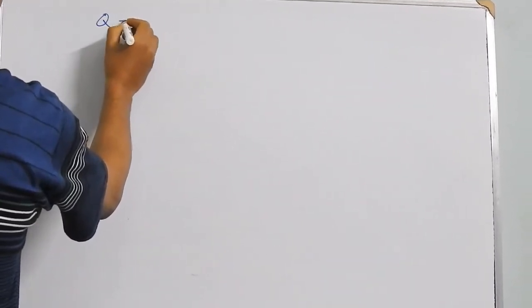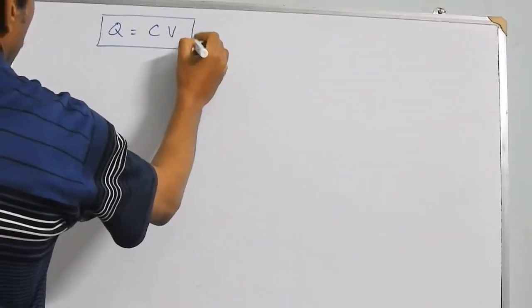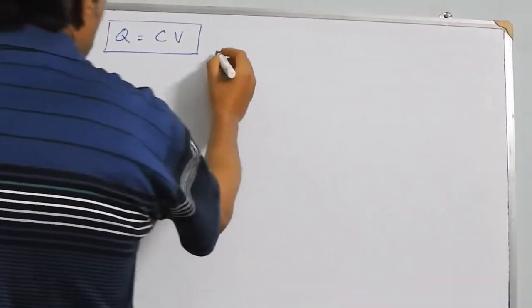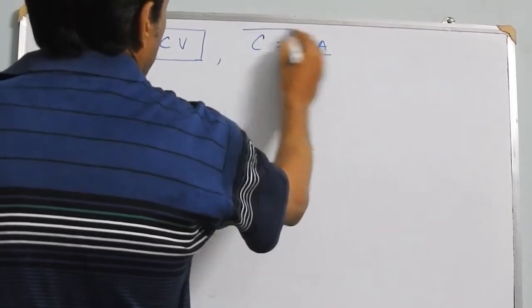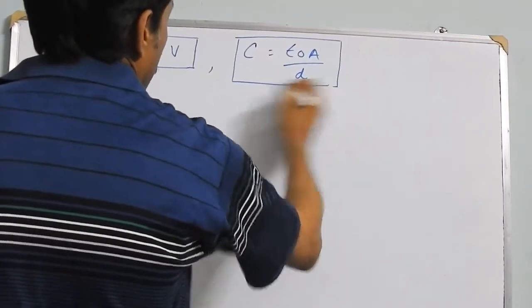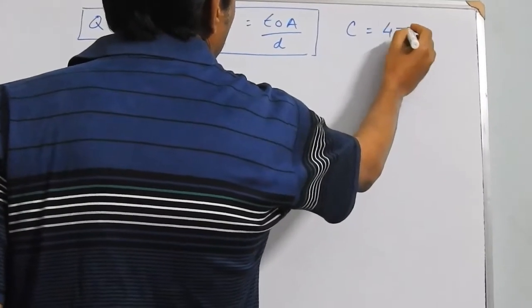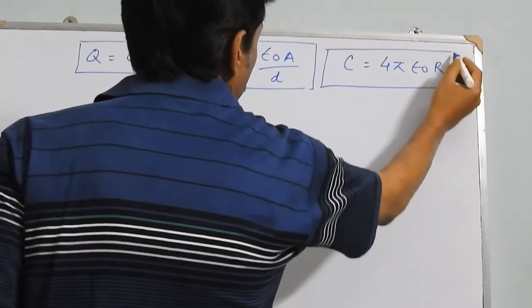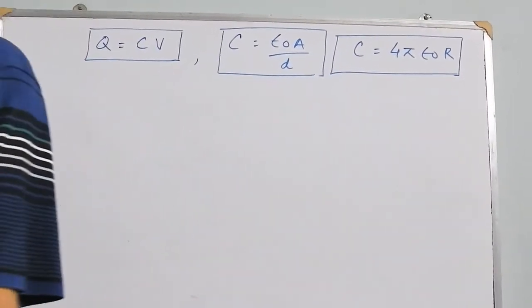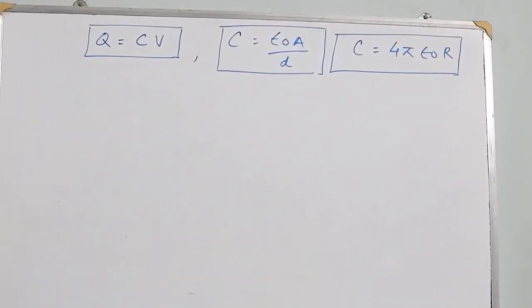For a capacitor, we have seen that the charge is equal to the capacitance times the potential difference across the plates of the capacitor. And for a parallel plate capacitor, we had this relationship C equal to epsilon 0 A by D, and for an isolated spherical conductor of radius R, the capacitance was 4 pi epsilon 0 R. Today we shall derive the relationships for capacitance of a spherical capacitor and a cylindrical capacitor.